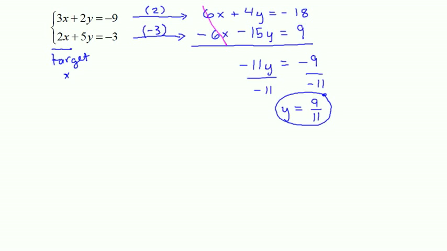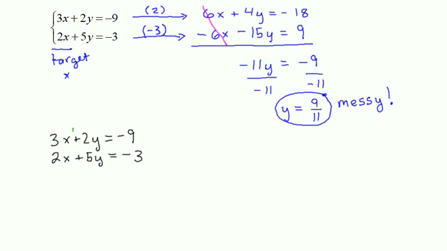So if we see that we get a fraction as our answer, and we know that it's going to be a little bit messy to plug it back in, there is another way. We can just start over with our 3x plus 2y equals negative 9, and 2x plus 5y equals negative 3. We can find x instead by just doing the elimination process again, this time targeting the other variable.